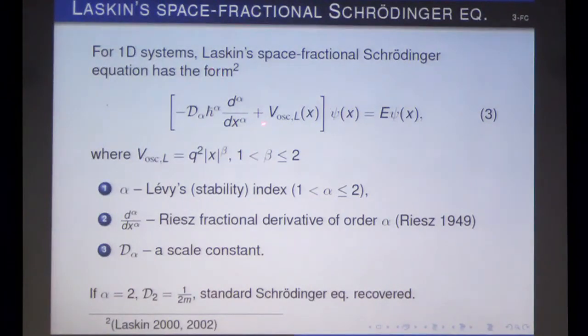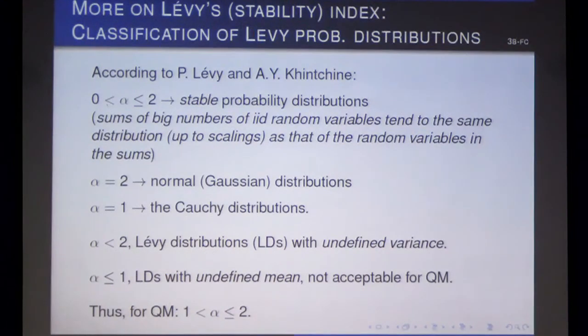This alpha is practically what in mathematics is called Levy's stability index. I will come to it on the next slide, and it is usually taken between 1 and 2. This derivative is practically the Riesz fractional derivative of order alpha. In the case alpha equal 2, you pass to the standard Schrödinger equation. What about this alpha, this Levy stability index?